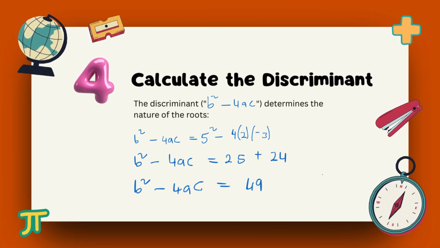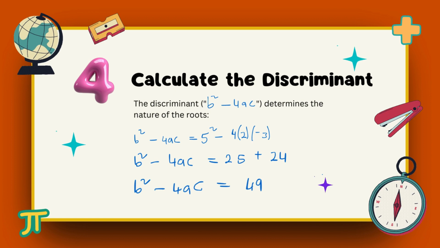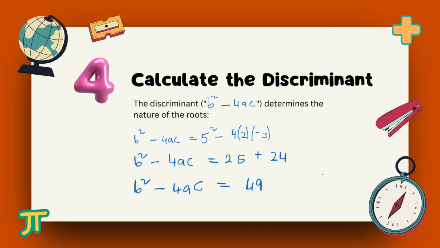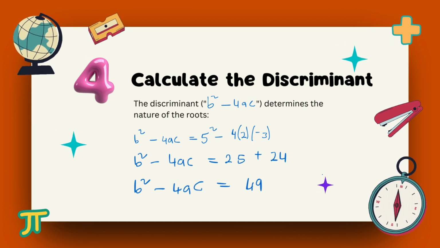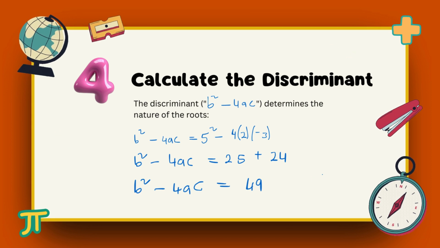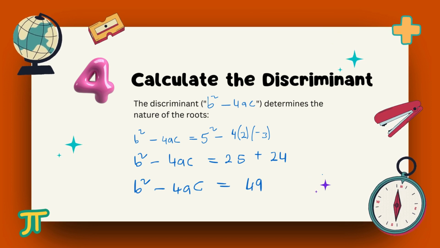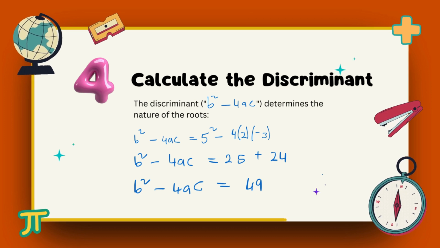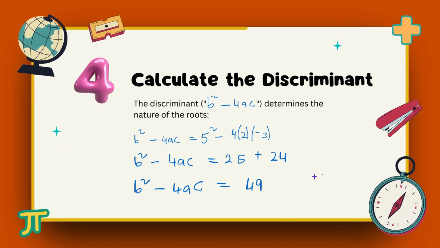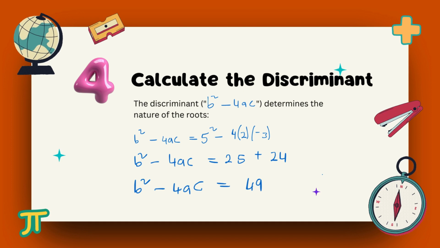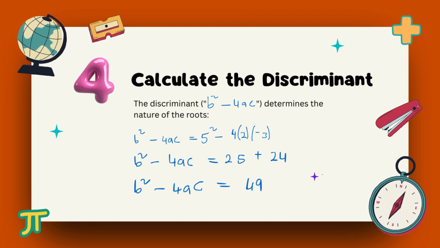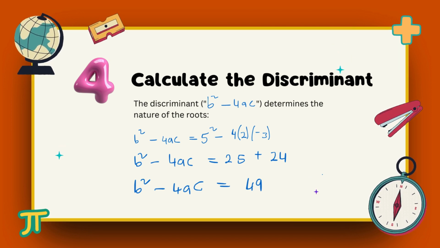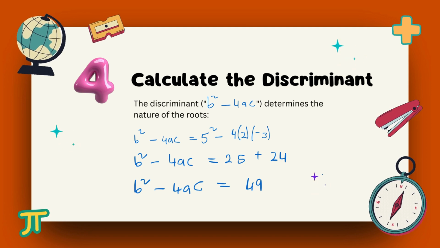Step 4. Calculate the discriminant. The discriminant, b squared minus 4 times a times c, determines the nature of the roots. b squared minus 4 times a times c equals 5 squared minus 4 times 2 times -3. b squared minus 4 times a times c equals 25 plus 24. b squared minus 4 times a times c equals 49.